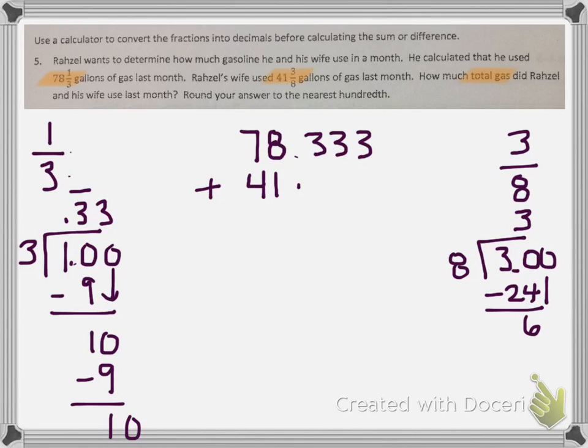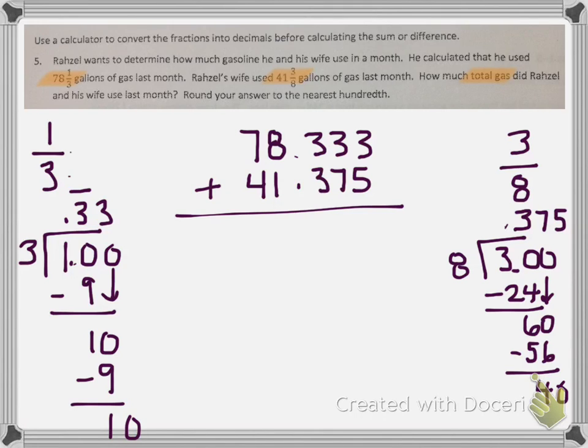Add another 0 and bring it down. 8 goes into 60. Well, that's 7 times. 7 times 8 is 56. Subtract, I get a 4. Bring down another 0. 8 goes into 40 5 times. So my answer is 0.375. So 3/8 is the same as 0.375, 375 thousandths. So now I can add.